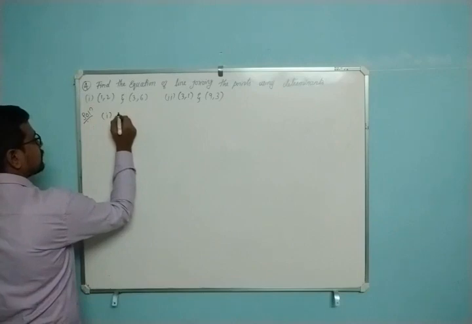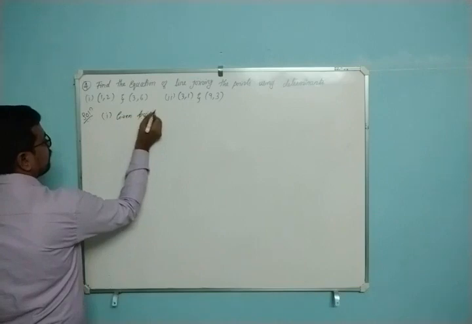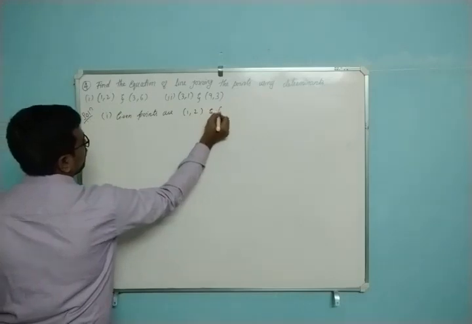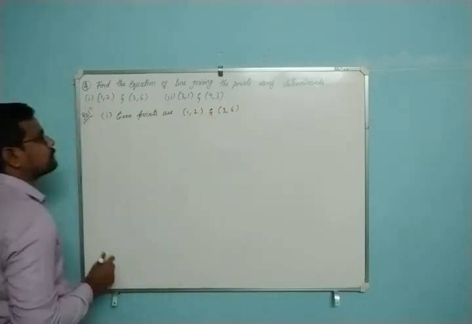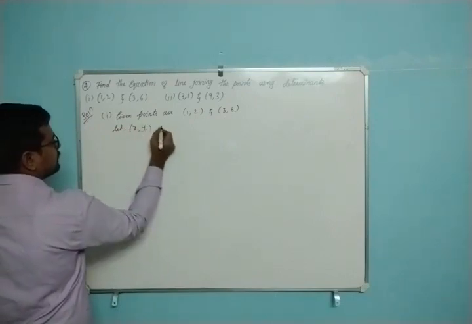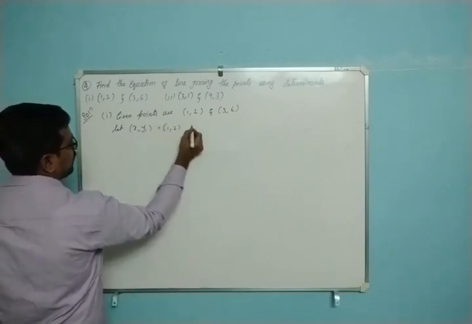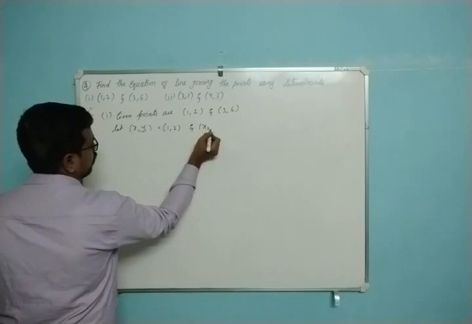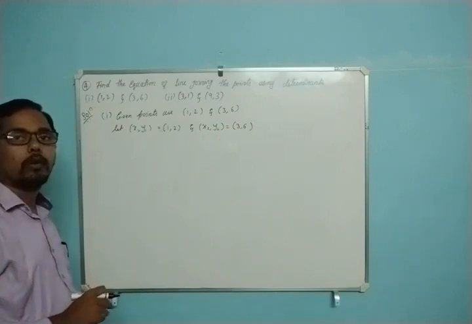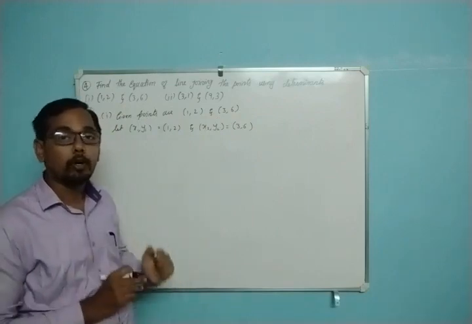Here the given points are (1, 2) and (3, 6). Let (x1, y1) be equal to (1, 2) and (x2, y2) be equal to (3, 6). So (x1, y1) is (1, 2) and (x2, y2) we will take as (3, 6).